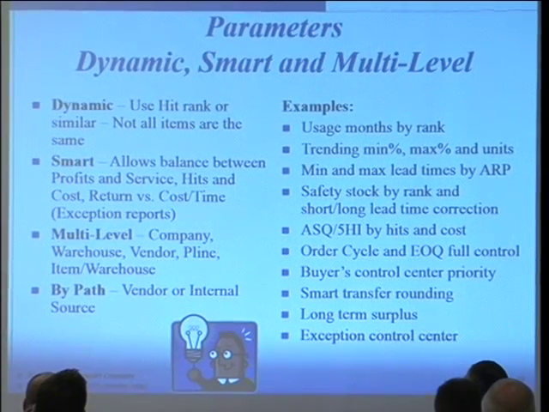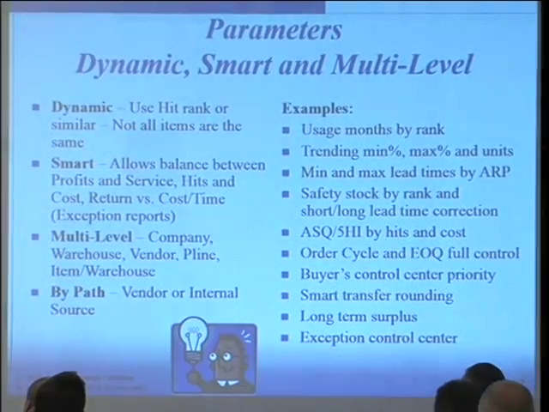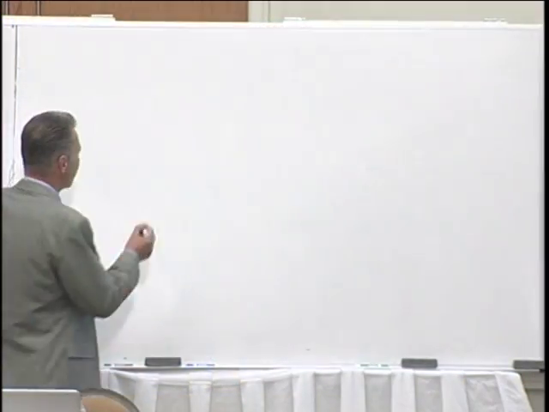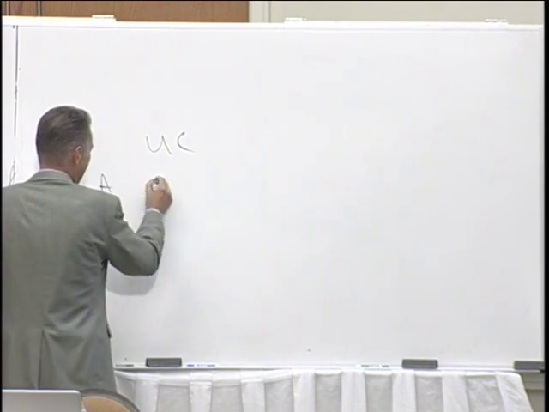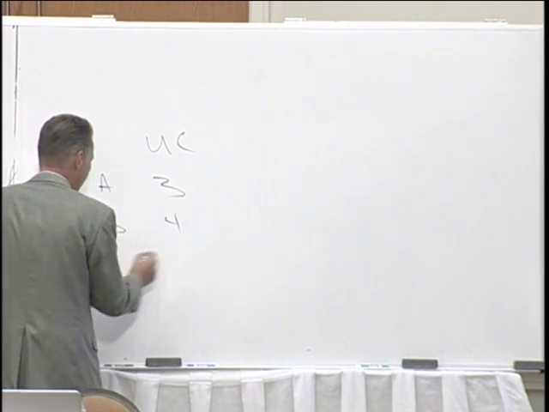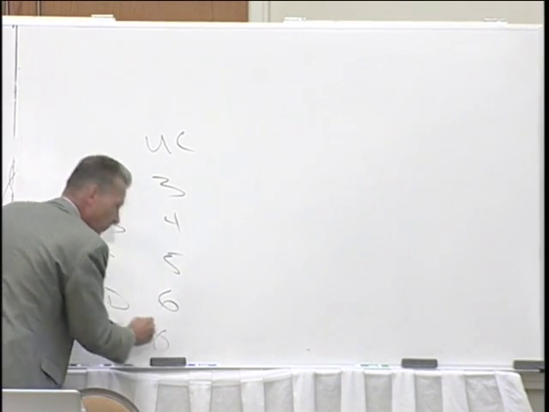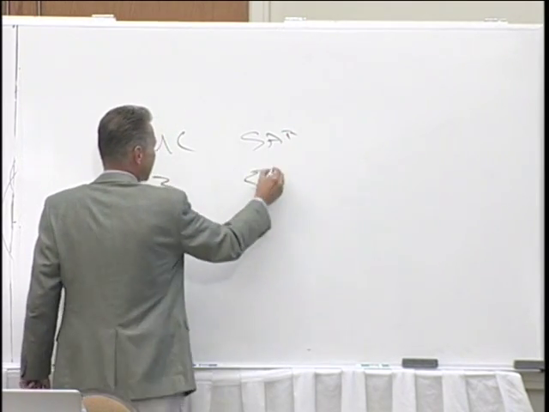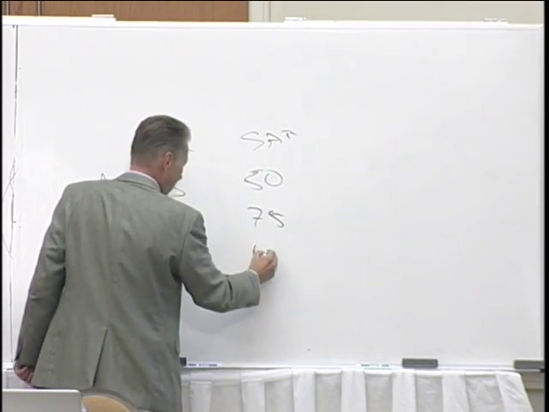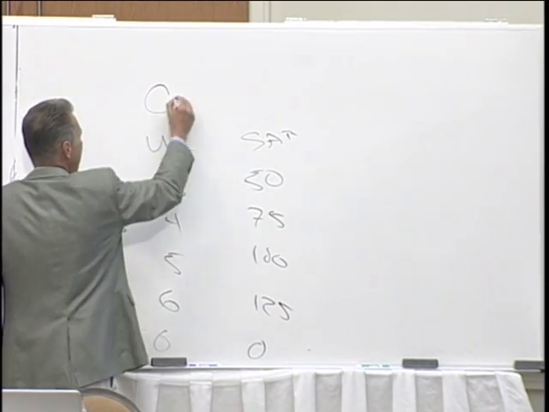It's multi-level. What I'm saying with that is you're going to see in a minute, you can come in there, and in 2 minutes we can set up this one. How do you want to run usage controls? Hey, I want my A's to have 3 months, my B's to have 4 months, my C's to have 5 months, my D's to have 6 months, my E's to have 6 months. You're going to see we just put that in. How do you want to run safety? I want my A's to have 50%, 75, 100, 125, and 0. Now that's our company level.